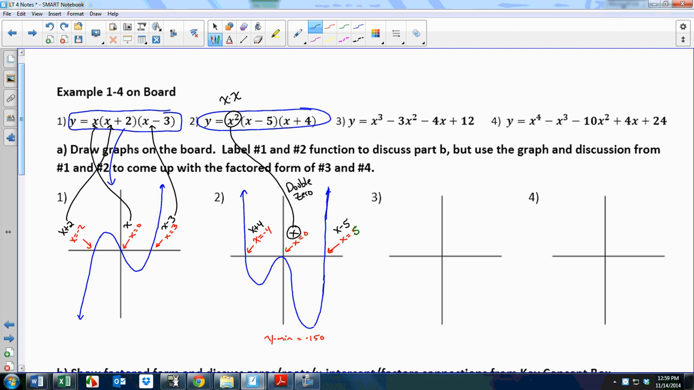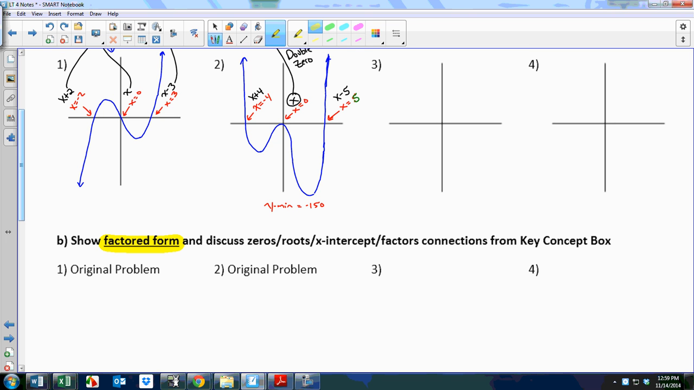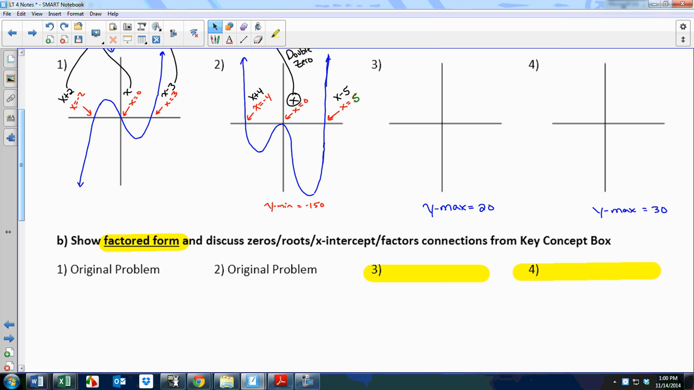What I'd like you to do, I'll pause the video too, is take number 3 and number 4, which are in standard form, aka expanded form. Take those and write them in factored form here and here. So what you'll need is a picture. You'll need a sketch. I know I said I was going to make you figure out your windows, but I'm still letting you get acquainted with that. You need a Y-max of 20 here and a Y-max of 30 here. And then write them in factored form. All right, now pause the video while you try that.